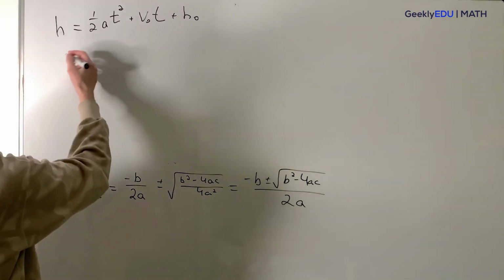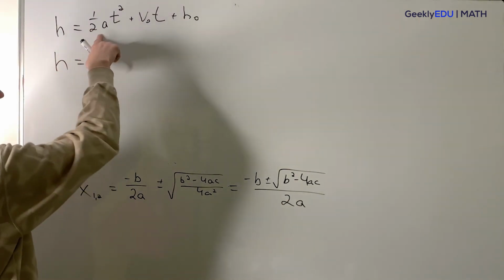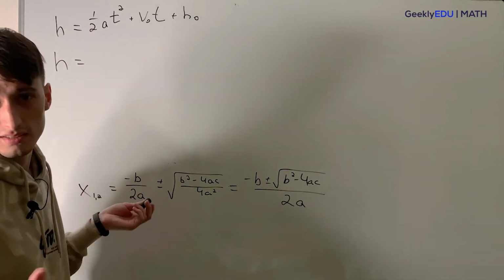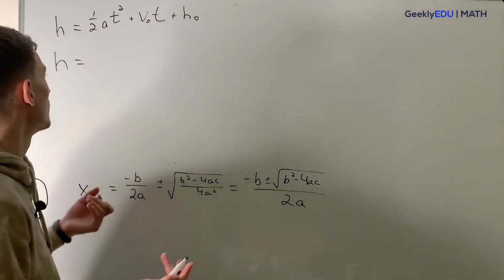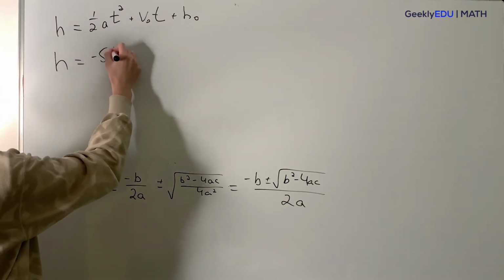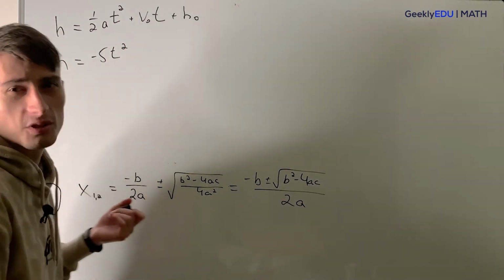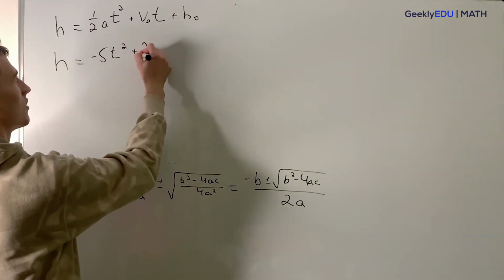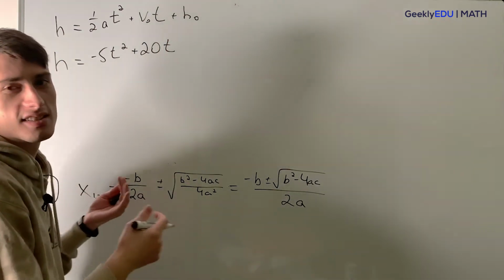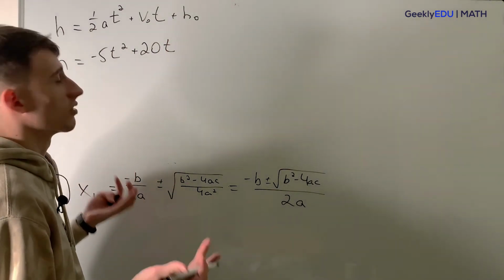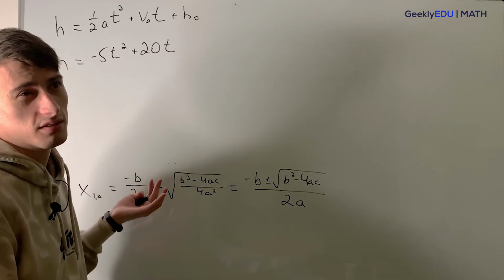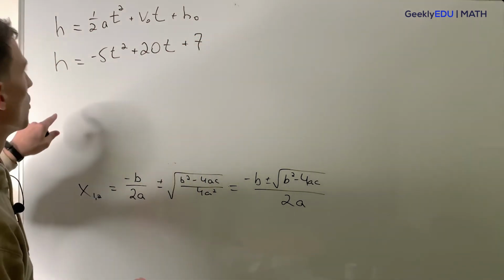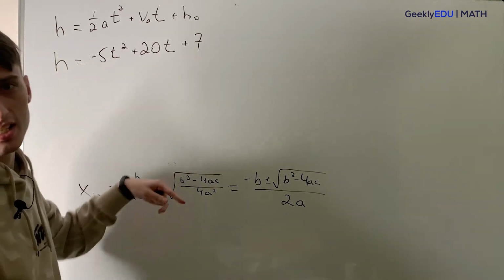So the height at any time would be, what's Earth acceleration? Minus 9.8. Let's round it up to minus 10. Sorry, mathematicians, you're welcome, engineers. So it would be minus 5t squared. Now let's say that you're throwing something in the air with the speed of 20 meters per second, so plus 20t. And let's say that you're on the third floor, and the third floor is maybe 7 meters off the ground, plus 7.